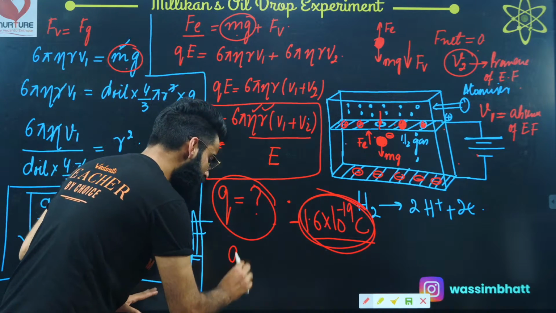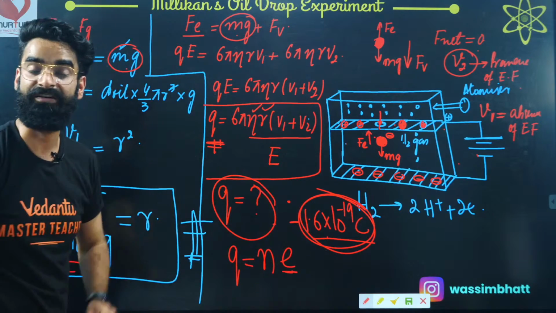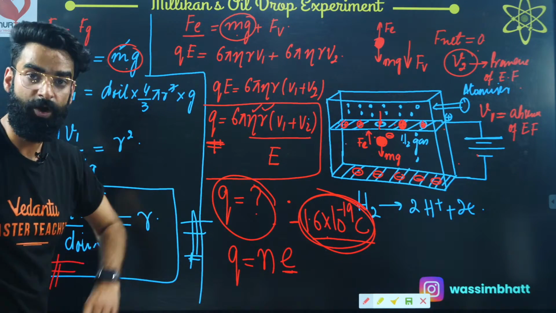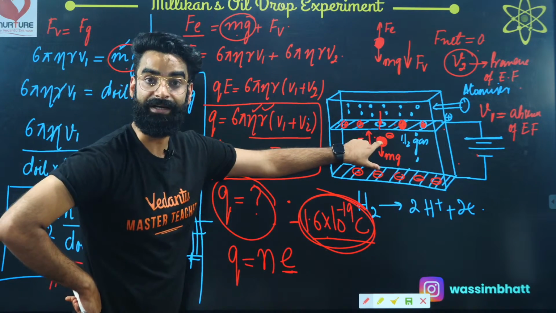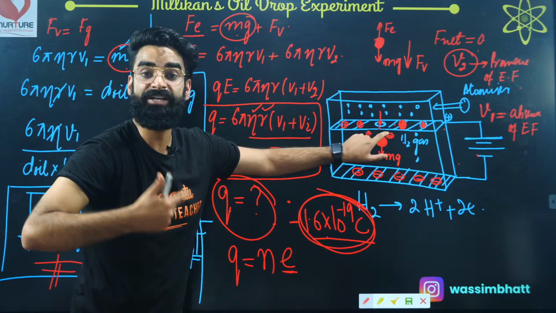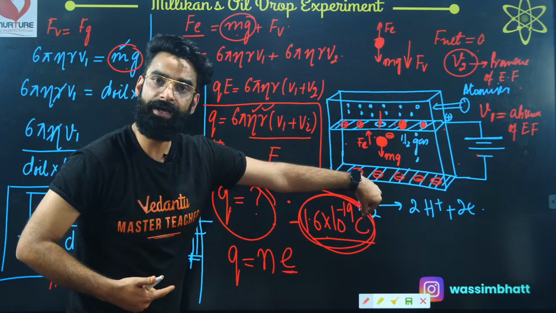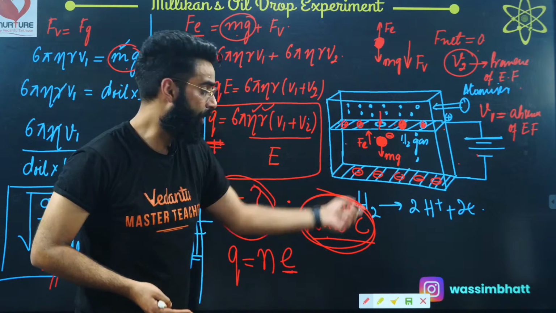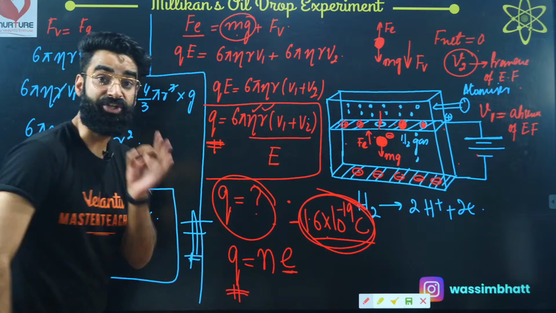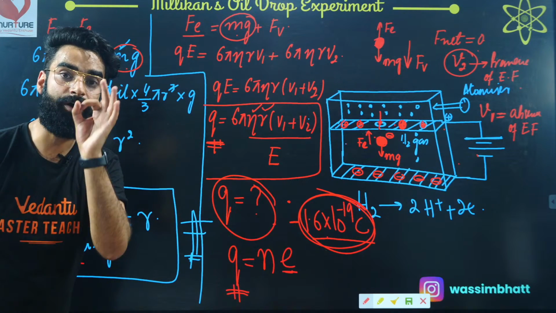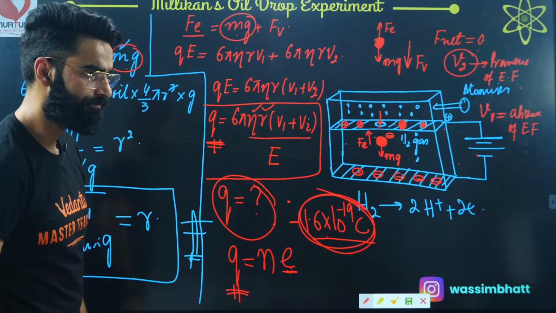So what did he observe? Q is equal to N multiplied by E, where E value is 1.6 into 10 raised power minus 19 coulombs. He calculated the value of Q, the charge present on the oil droplet. And he observed the minimum charge present on the oil droplet can be 1.6 into 10 raised power minus 19 coulombs. Or it can be 2 times this, or 3 times this, or in general, he said the charge present on a charged particle can always be an integral multiple of this.